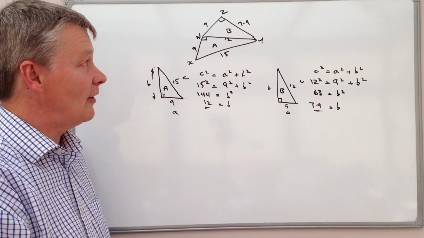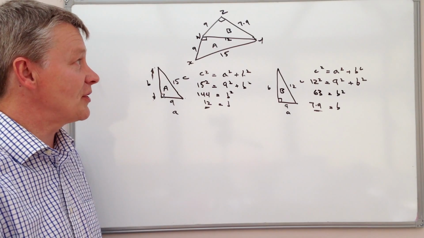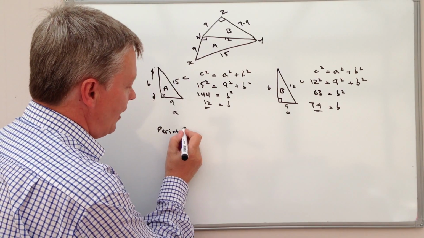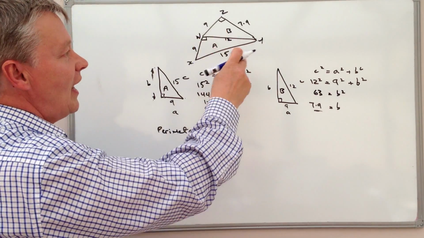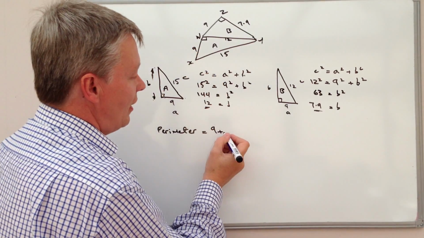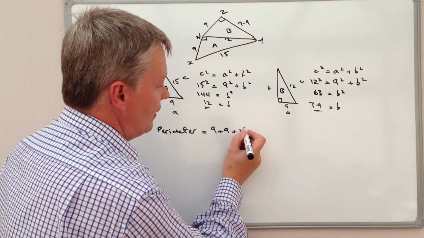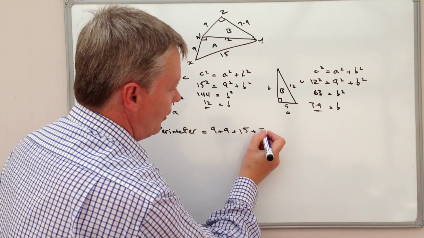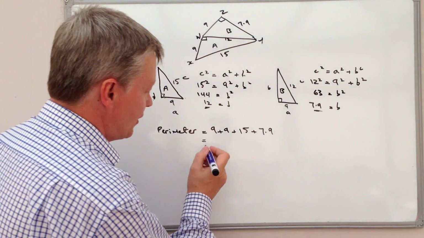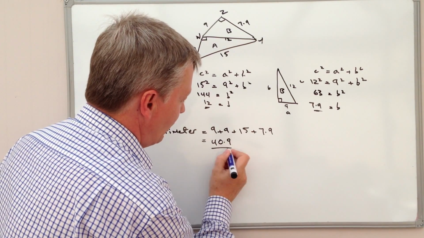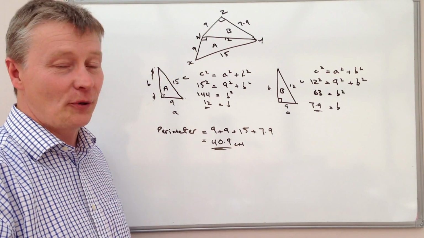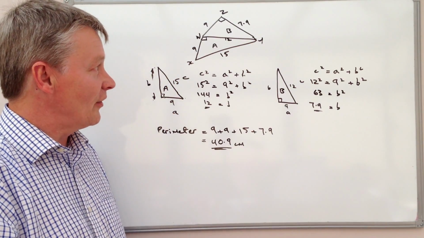Okay, so I can now answer both questions. The first thing I need to answer is the perimeter. Well, the perimeter is the total value of the outside lengths. So I've got 9 plus 9 plus 15 plus 7.9. Okay, and if I add all of those up, I get 40.9, which is the value of the perimeter, and I think it's in centimetres on the particular question paper. Okay, so that's the first thing.